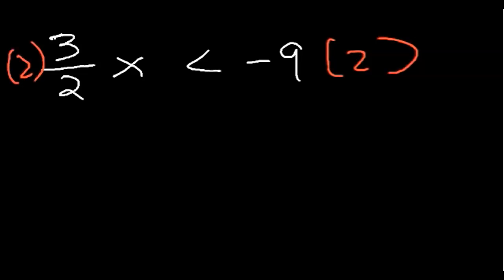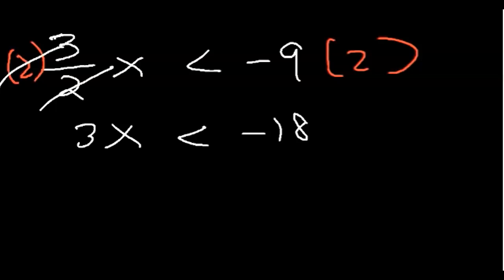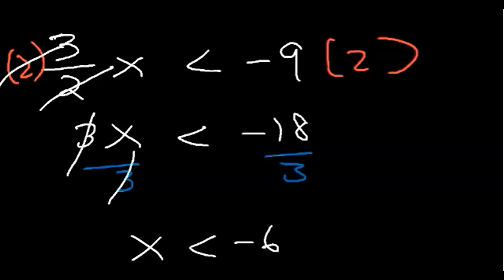So looking at the left side, 2 times 3 over 2 is 3. The 2's will cancel. You can also say 2 times 3 is 6. 6 divided by 2 is 3, so you still end up with 3. On the right side, negative 9 times 2 is negative 18. So now all we got to do is divide both sides by 3. So x is less than negative 6. And in interval notation, that means x is between negative infinity and negative 6, but it does include negative 6.